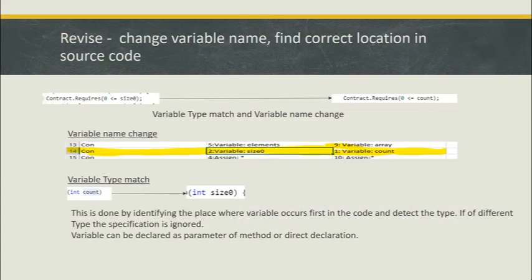Once the code contract is identified, the next step is to adapt the code contract based on the target method. Over here the code contract is adapted so that it is compatible with the target method. For that, two procedures are done. One is variable name change, and the other is to check whether both are of the same type. For variable name change, the variable name is changed according to the target method, and for type match it checks whether both the variables are of the same type.